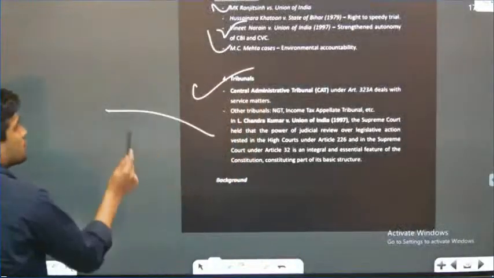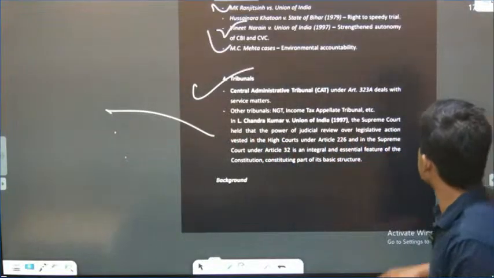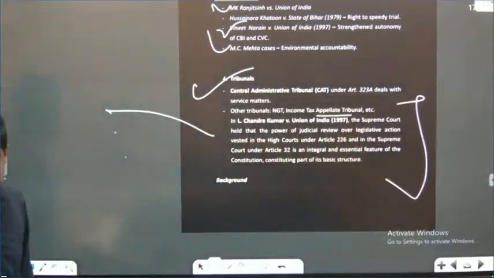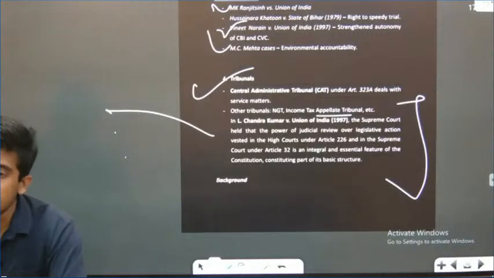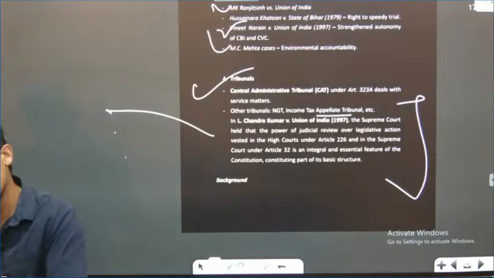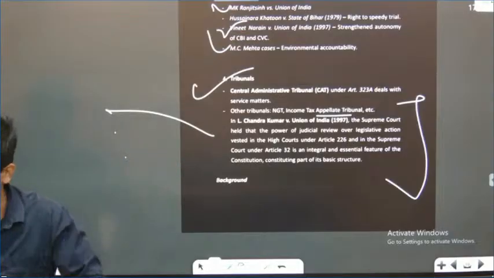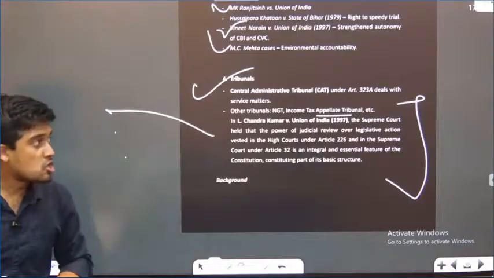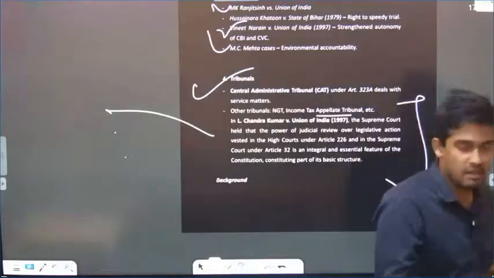Plus, what is the other form? Tribunals are there. There is CAT, okay, NGT, income tax tribunals. So these are the tribunals that are there, and whatever they decide, it is appealable. Their orders are appealable in the High Court and Supreme Court. So judicial review of those administrative mechanisms. So these administrative tribunals are for administrative purposes, but whatever they decide is subject to judicial review by the High Court and Supreme Court. And this was held in L. Chandra Kumar versus Union of India. Right? So you start writing these kinds of judgments in your answer also in public administration.